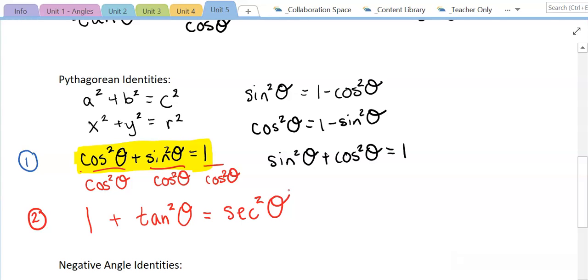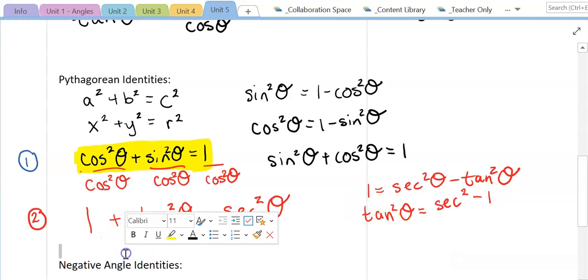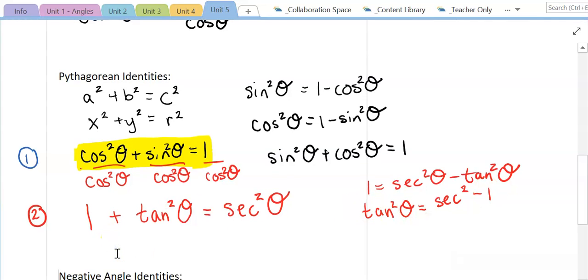And again, you can see this in multiple formats. You might see it as 1 equals secant squared minus tangent squared if we want to solve it for 1. We might solve it for tangent squared and see this written as tangent squared equals secant squared minus 1. So lots of options here, but that would be our second trig Pythagorean identity.